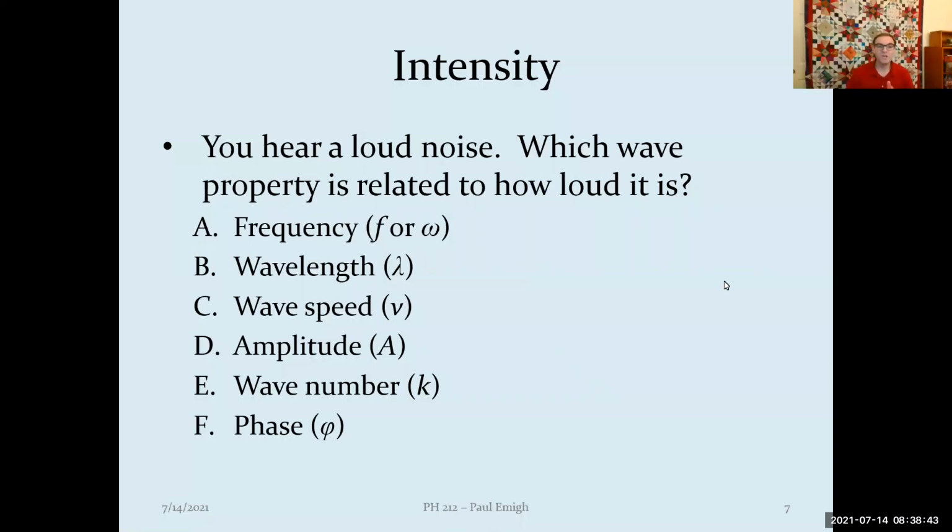Welcome, everybody. We are going to talk about a few properties of waves today, starting with intensity. You've already answered this question over in the Get Ready activity, which asked you what wave property is related to how loud the wave is. There's a few different answers that might jump out here, and it turns out that it is the amplitude of the wave that is related to loudness.